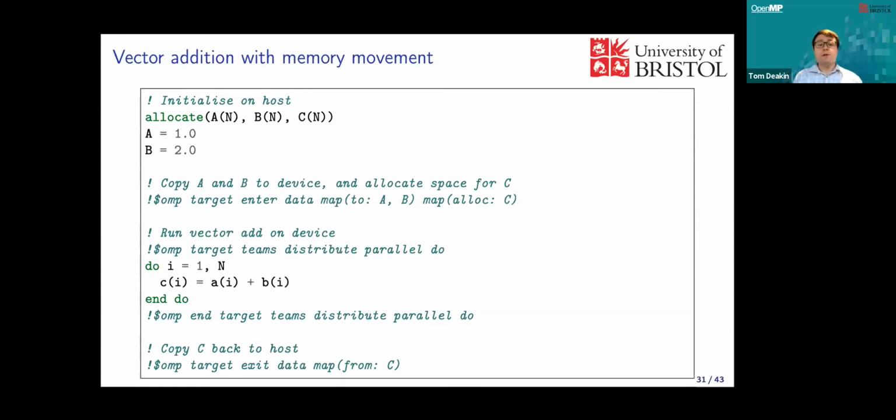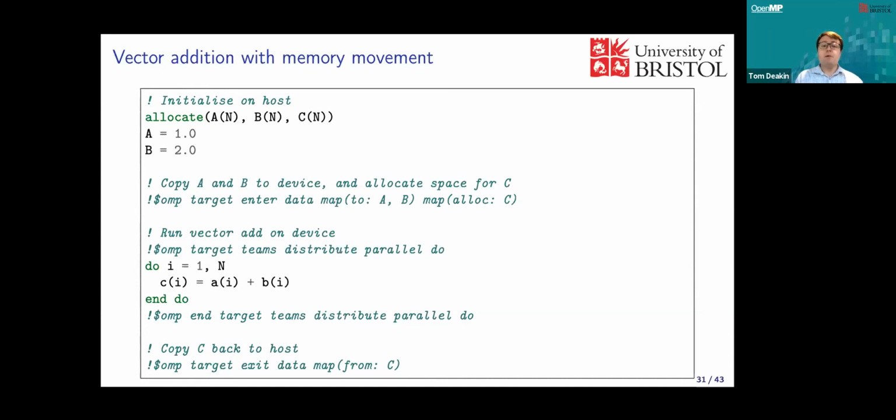So to do this, I'm going to be using my target enter data construct. So I have OMP with a sentinel before, target enter data map, and I'm going to map from the host to the device the arrays A and B. Then I'm also going to allocate, so with a map alloc, I'm going to allocate space for C. That's going to be the same size as the C on the host.